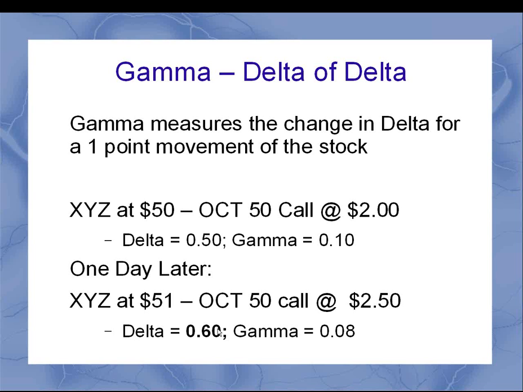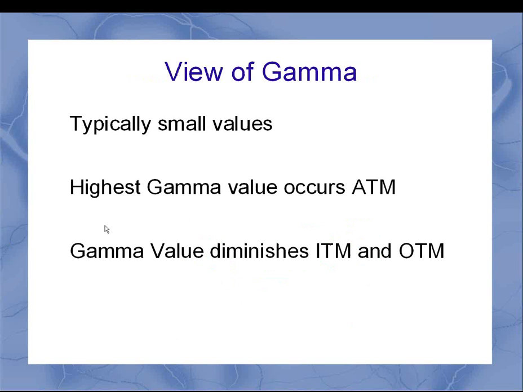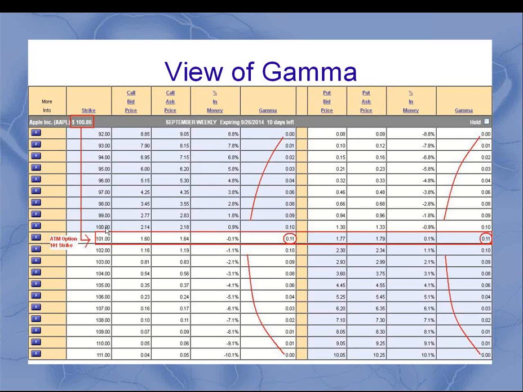So we have a delta now. The delta is going to change also. We see the movement of our option. We had a delta of 0.5, so we see our option increase by that 0.50, 50 cents. But now the new delta is 0.60. It's going to increase as the stock moves up for our call, and now the gamma might change to 0.08. So here we had a gamma of 0.10, and we see that that affected the delta. So the gamma is just the change of delta that we'd expect to see. These are typically smaller values. The highest gamma occurs at the money, and then the gamma value diminishes as you go deeper in the money and deeper out of the money.